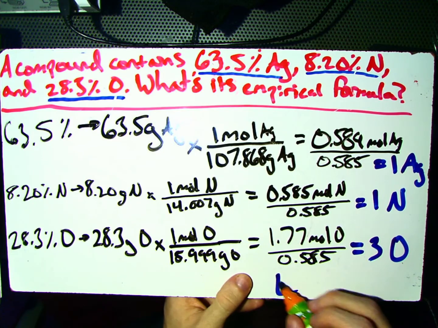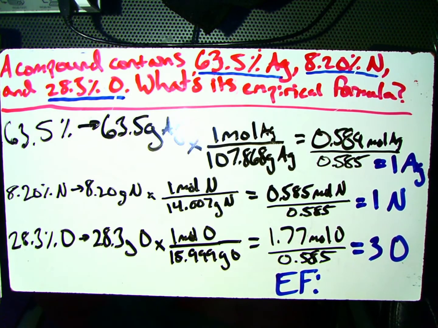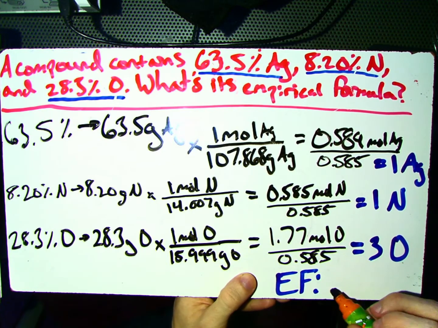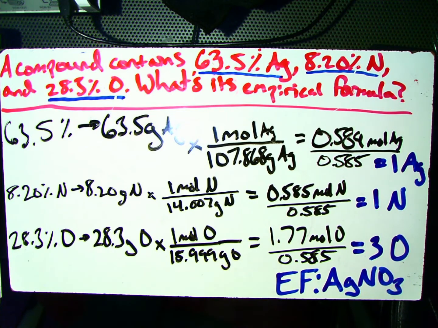So our empirical formula, using what we know here, will be AgNO3. And if you remember your nomenclature rules, the name for this is silver nitrate.